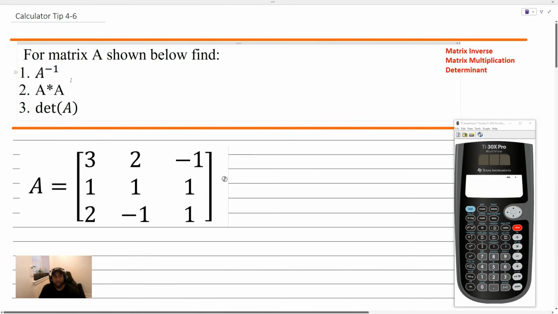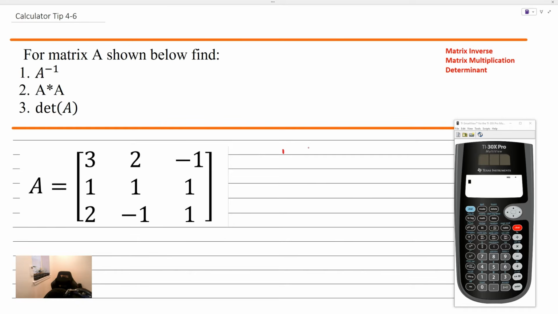Okay, so this problem, we have a matrix A that's shown below, and our goal is to find, for the first part, A inverse, for the second part, A multiplied by A, and for the third part, the determinant of A. So let's go ahead and first answer the first part, matrix inverse.